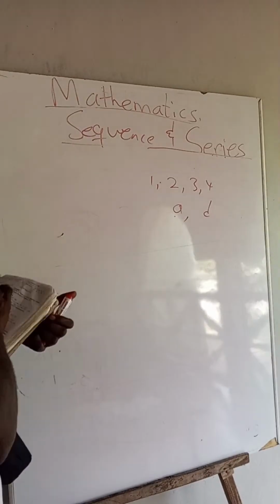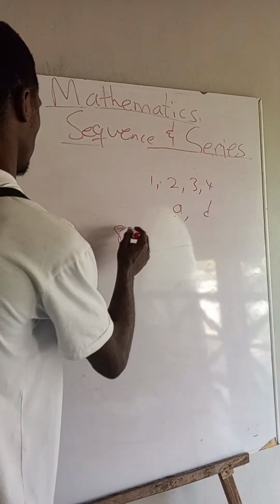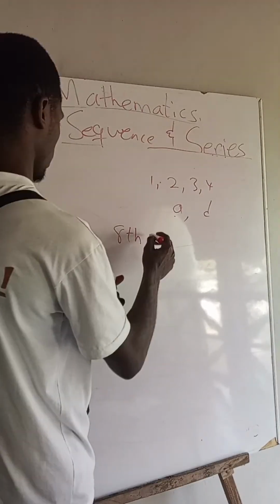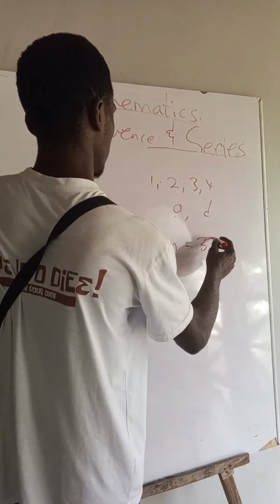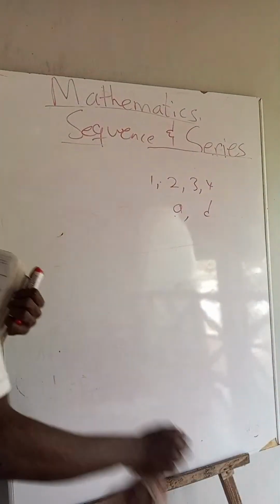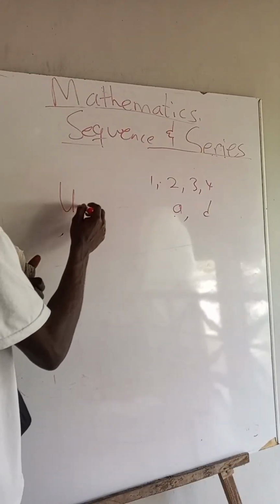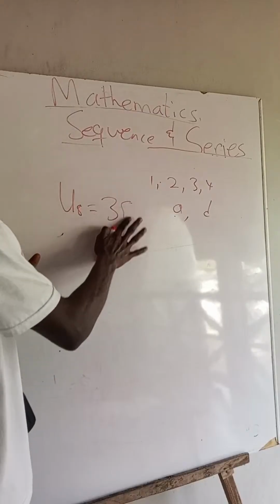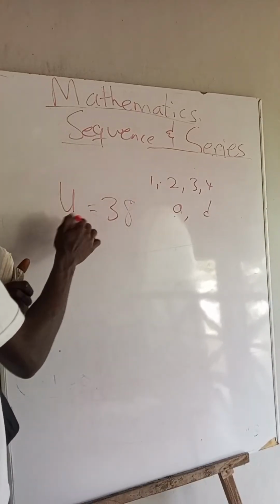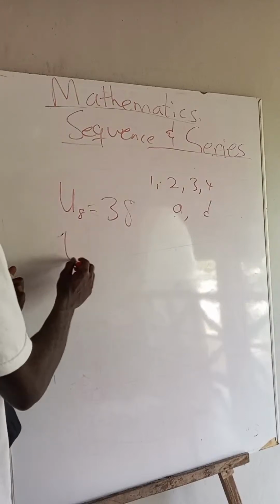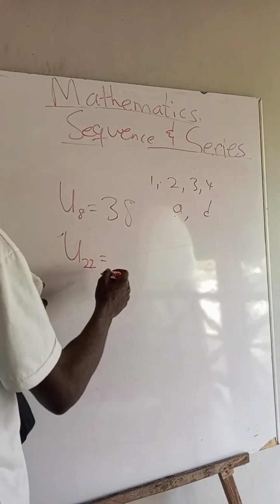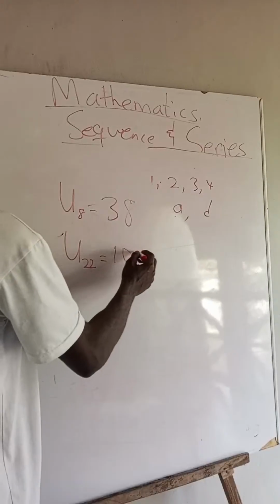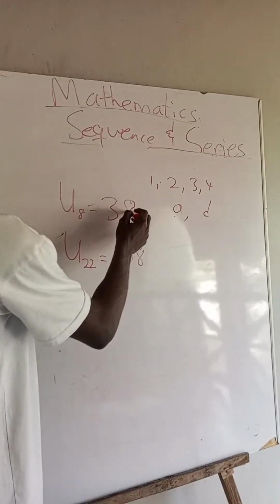They said find the linear sequence whose eighth term is equal to 38. So I can simply write U8 equals 38. And then I can also say that U22 equals 108.